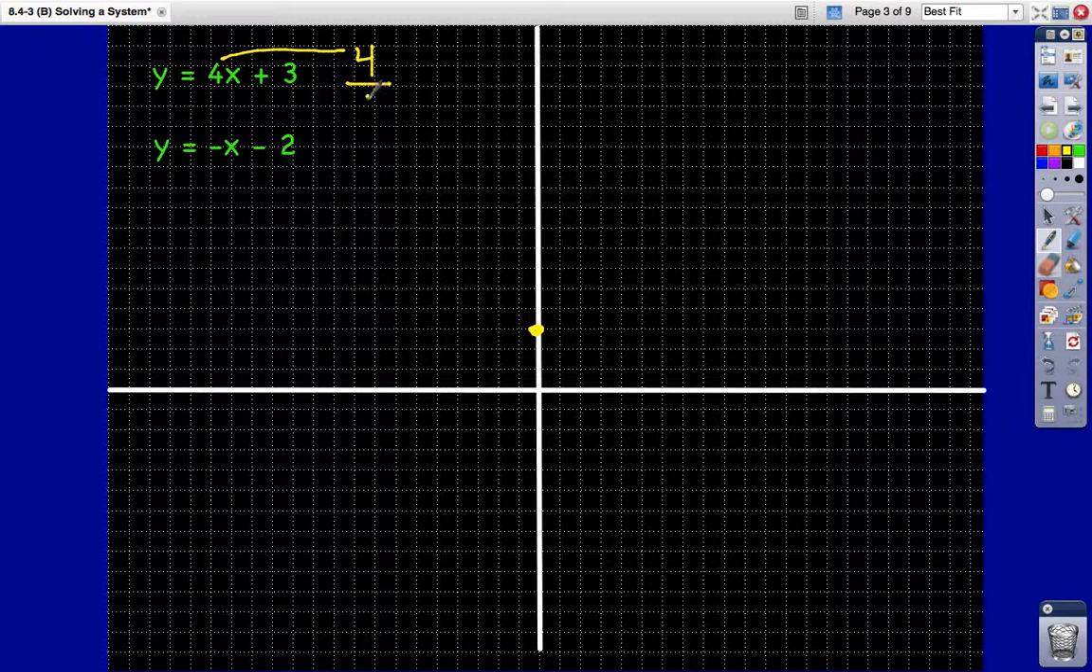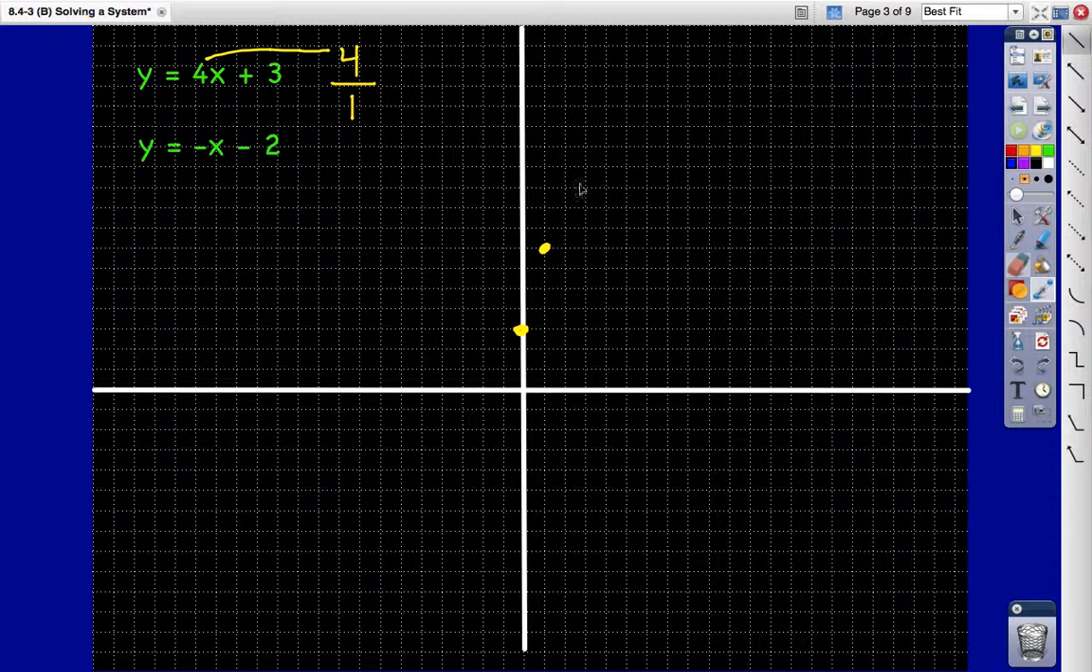That can be written as 4 over 1. So I'm going to rise 4, 1, 2, 3, 4, and run 1. Okay, so I have that now to plot. So I can use my graph line and show this graphically with a blue line here. Perfect. Let me extend that just a little bit.